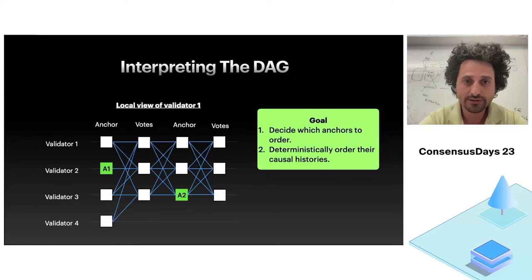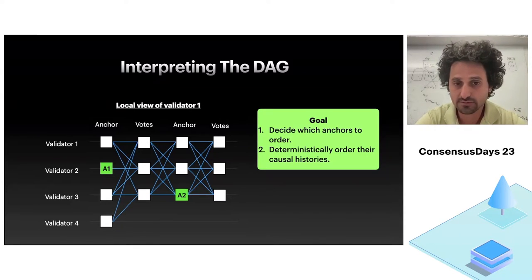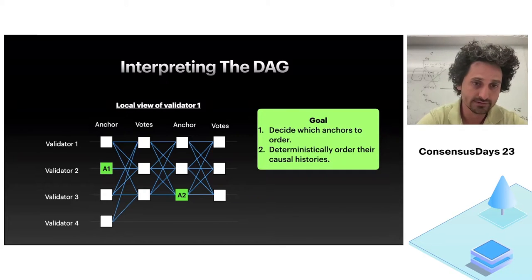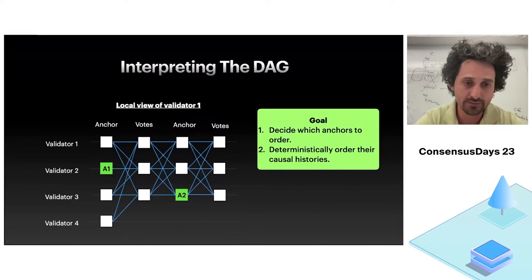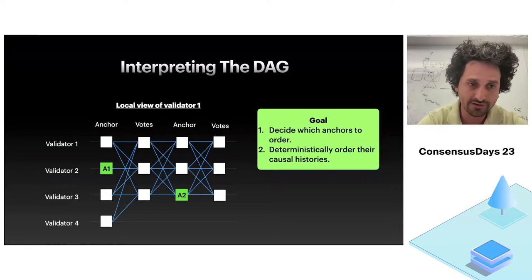In order to order it, they are going to interpret the DAG as a consensus protocol. So in every even round, there will be an anchor, and every odd round is going to be used for votes. It's important here that the anchors are predetermined. Think about it, maybe just a round robin, some mapping. It's predetermined. We all know that in round one, the node of validator 2 is going to be the anchor. I don't need any communication for this. It's similar to leader-based protocols. You just know who is going to be the next leader.